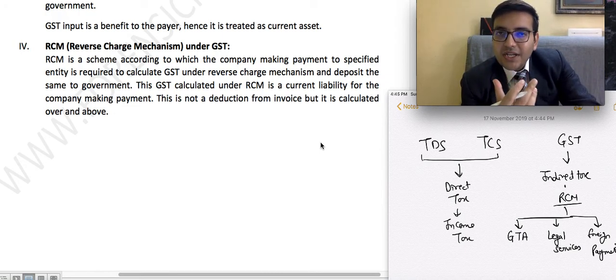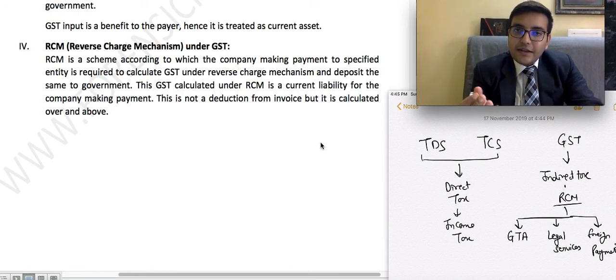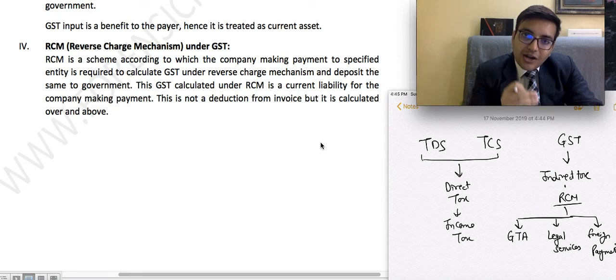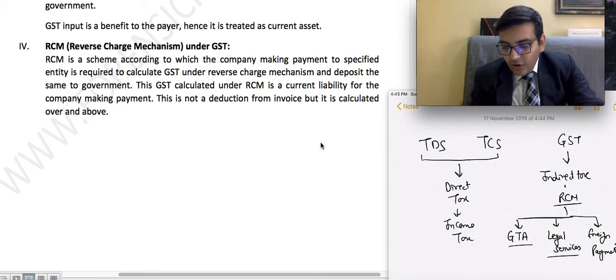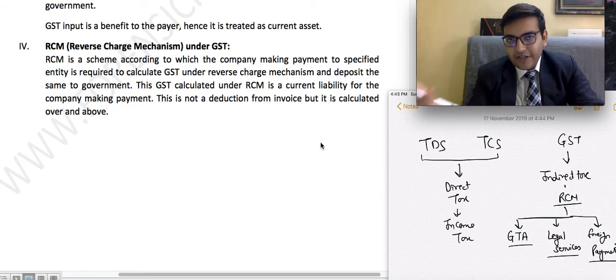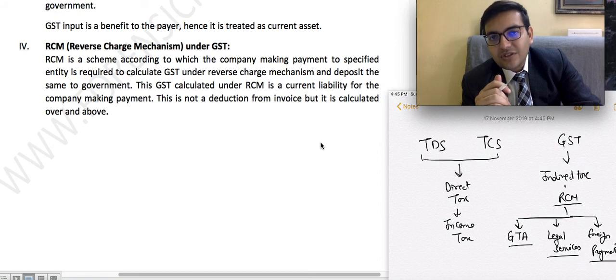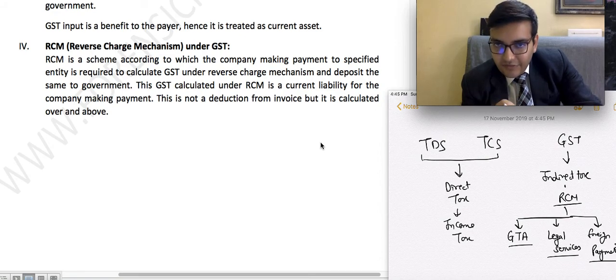So what the government has done is apply the reverse charge mechanism, in which if you are taking services from Facebook or from this goods transport agency or a legal service and paying the money, that company is liable to charge GST on a reverse calculation basis and pay it to the government on behalf of this GTA or this lawyer or the foreign Facebook. This is what the reverse charge is. The person who is taking the service will charge GST under reverse charge mechanism and pay it to the government.